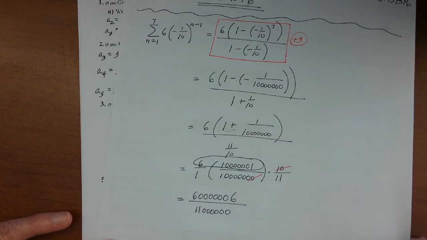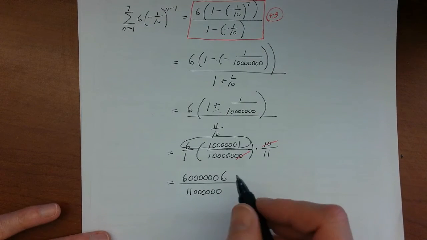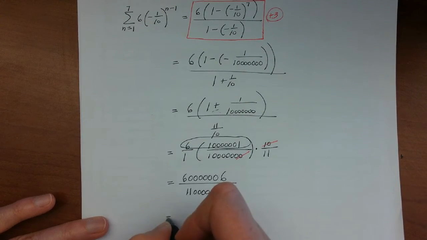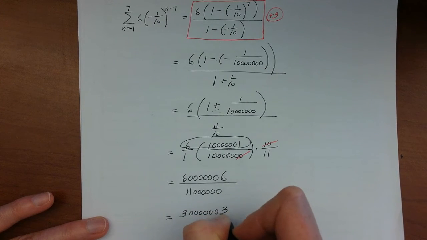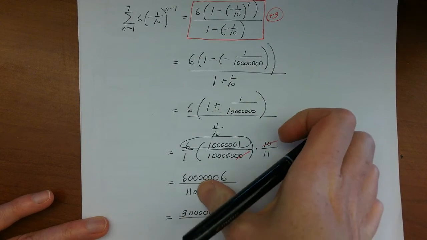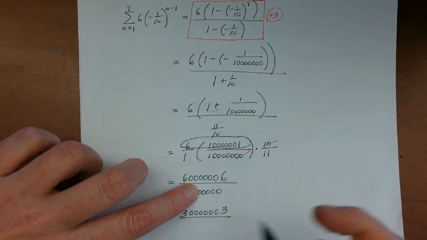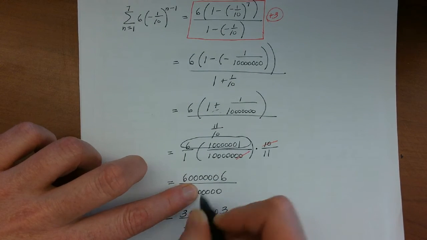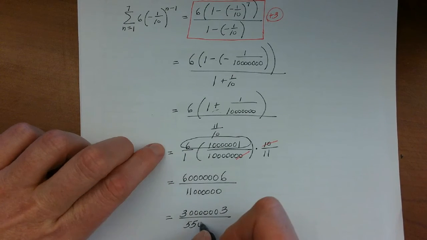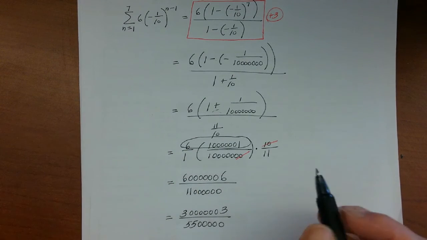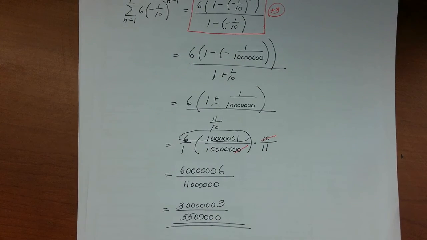There we go. And the last thing you need to do is reduce your fraction. These are both even numbers, so you could divide both by 2. So you'd have a 3, 4, 5, 6, and a 3. And on the bottom, instead of 110, you'd have 55, and then 5 zeros after it. There we go, and this would be your reduced answer.